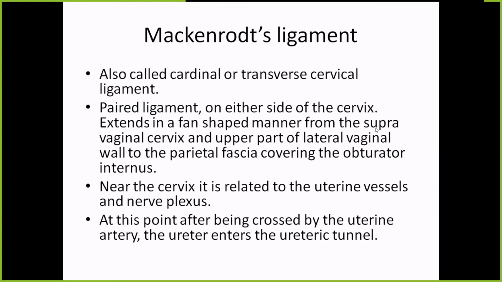Right? So all the supporting ligaments are formed by the condensation of the pelvic cellular tissues. Now these are the main supports of the uterus. One is Mackenrodt's ligament. Origin is the supravaginal part of the cervix and lateral vaginal wall. Insertion is the parietal fascia covering the obturator internus, almost the lateral pelvic wall. Near the cervix it is crossed by the uterine artery, and the ureter enters the ureteric tunnel. During surgery you have to be careful about crossing the uterine artery. So this is of surgical importance.